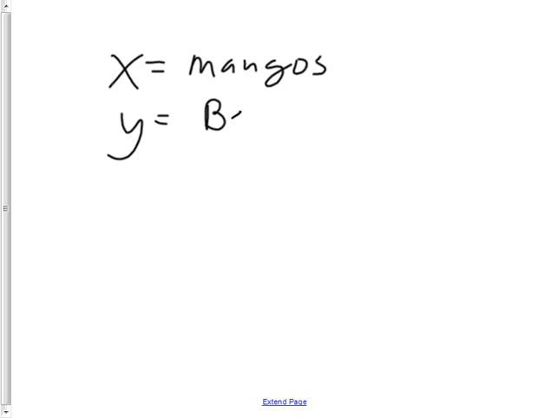Okay, we're going to do one linear programming question, and I gave them kind of the background for this, so I'm just going to jump right into the problem. We're going to let x equal mangoes and y equal bananas.